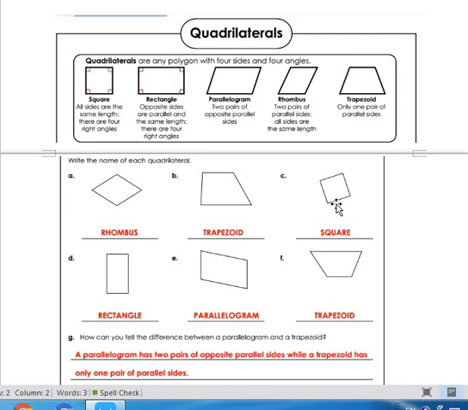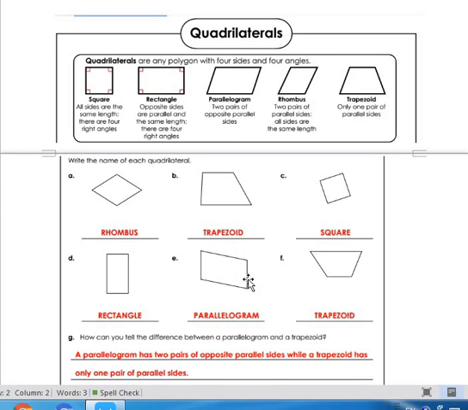The difference between the square and the rhombus is important. The rhombus, all sides are equal in length, and they may have right angles here and maybe not right angles. But in the square, all sides are equal in length, but it's a must that it contains 4 right angles. It's a trapezoid because we have here only one pair of parallel sides, and it's a quadrilateral too.